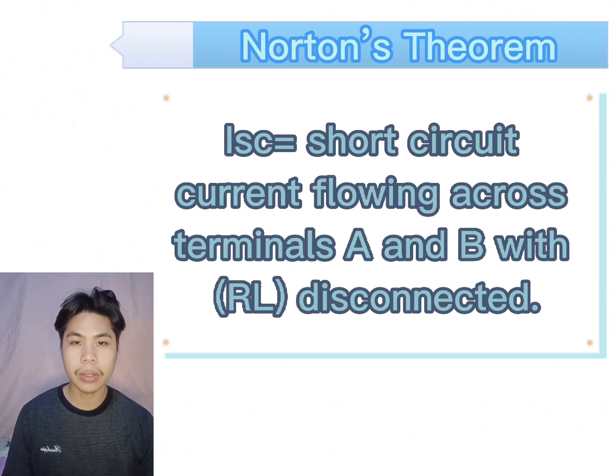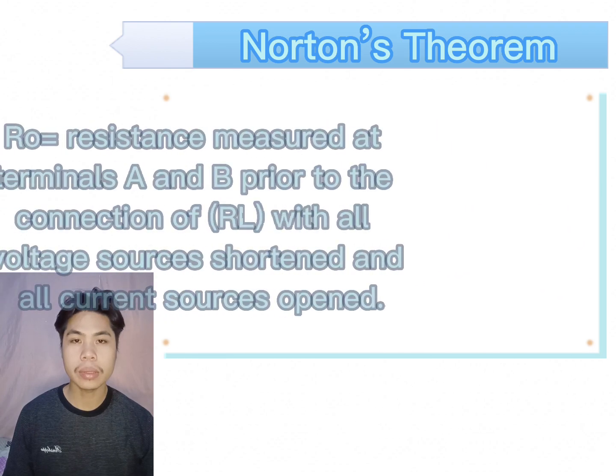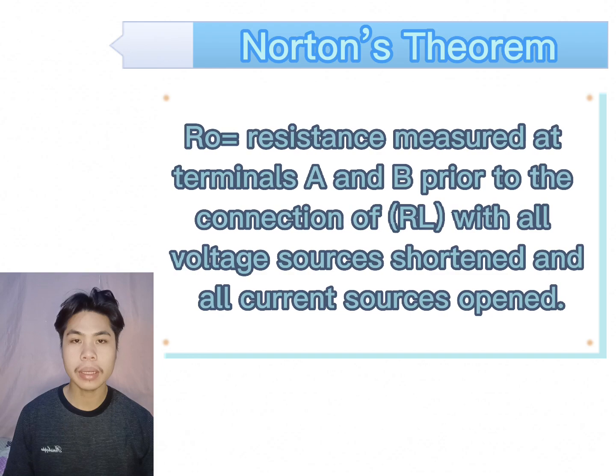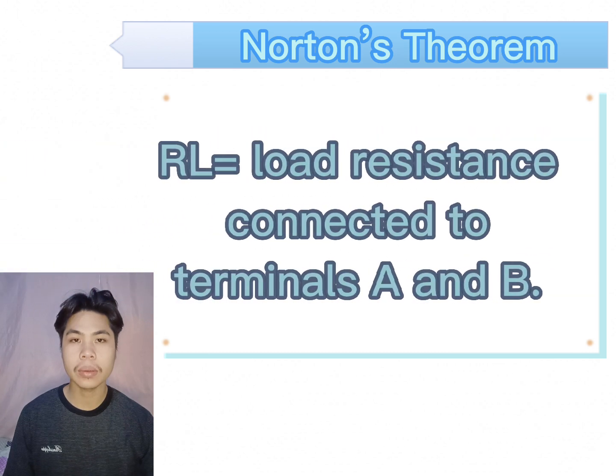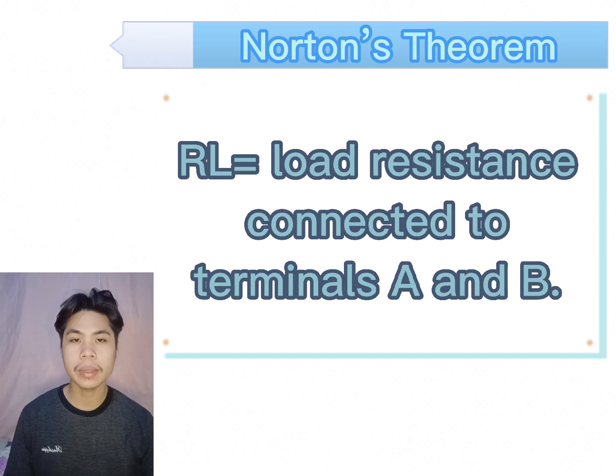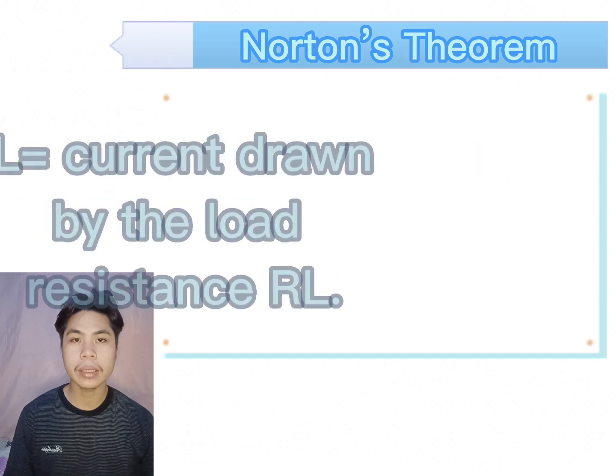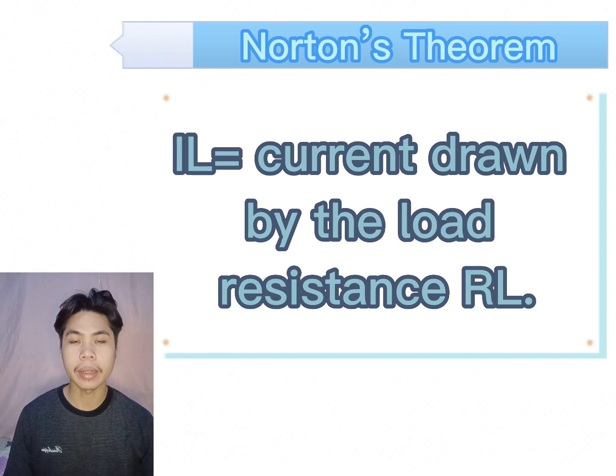ISC is equal to the short circuit current flowing across terminals A and B with RL disconnected. RO is equal to the resistance measured at terminals A and B prior to the connection of RL, with all voltage sources shorted and all current sources opened. RL is equal to the load resistance connected to terminals A and B, and IL is equal to the current drawn by the load resistance RL. This is the formula for Norton's theorem.